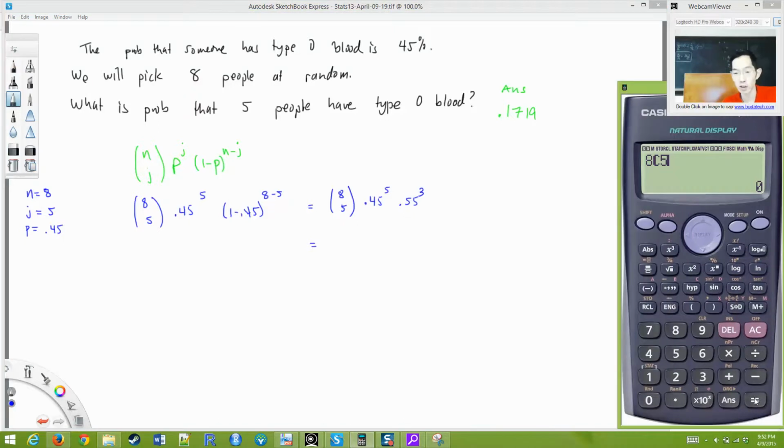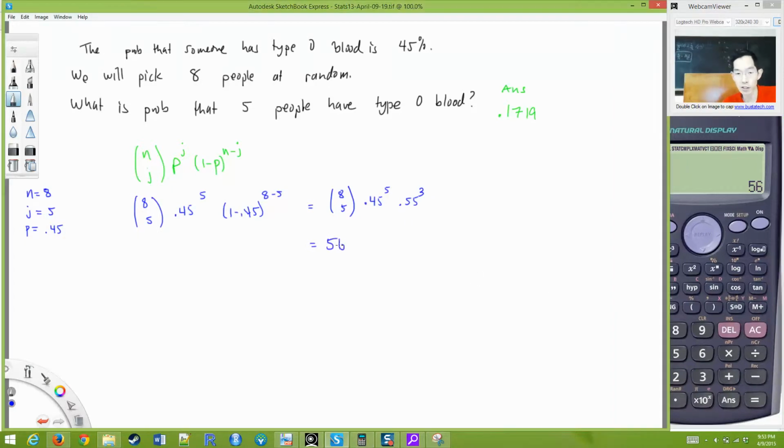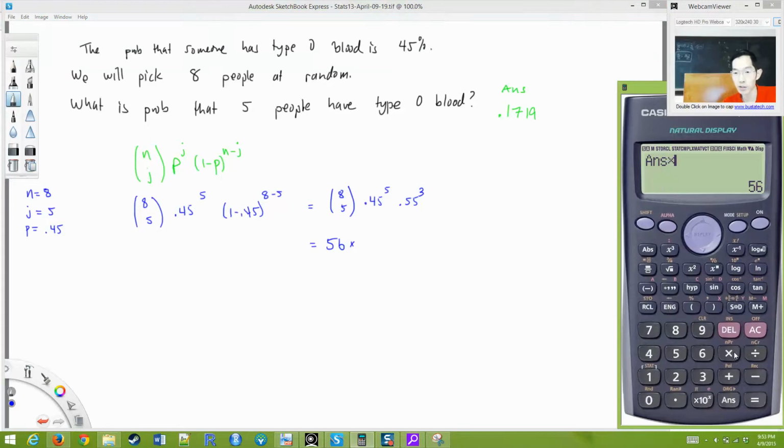So I'm going to do 8 choose 5 times p to the j, so the probability that someone has type O blood is 0.45, and I need 5 people, so I'm going to raise that to the 5th power. The probability that someone doesn't have type O blood is 1 minus 0.45, and if I have a total of 8 people and 5 of them have type O, then that means 3 don't have type O. And so I have 8 choose 5, 0.45 to the 5, and 0.55 to the 3. So if I do 8 choose 5, I get 56. And I'm going to just do 56 times 0.45 to the 5 times 0.55 to the 3.